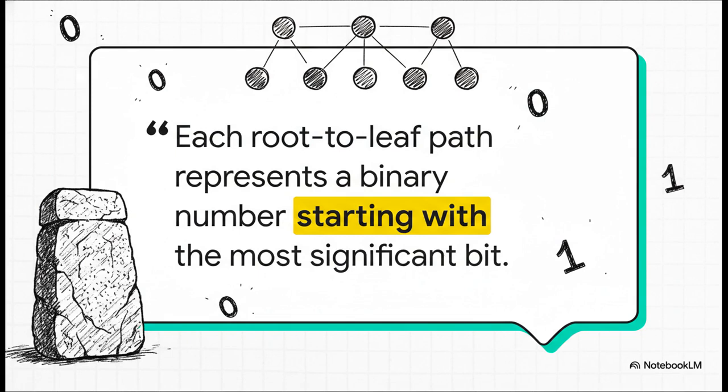And here it is. This is the rule. This is straight out of the problem description, and it's basically our Rosetta Stone for this whole puzzle. It tells us that every single path from the top, from the root down to a leaf, represents a binary number. And here's the kicker, the root is always the start of that number. It's always the most significant bit. That's the key right there.